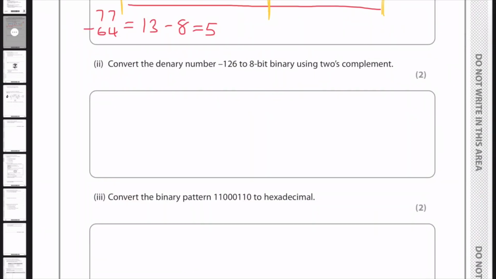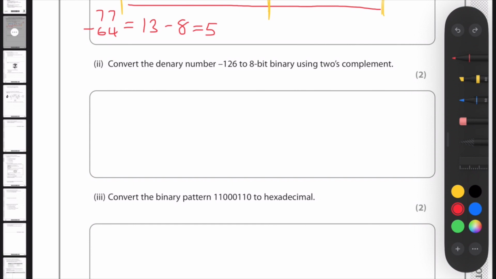Convert the denary number minus 126 to 8-bit binary using 2's complement. So again, I'm going to do an 8-bit register. This time, I'm going to go 1, 2, 4, 8, 16, 32, 64, minus 128. Okay, because we've got a minus number here. Now how it works with this, we put a 1 here to signify that it is a minus number.